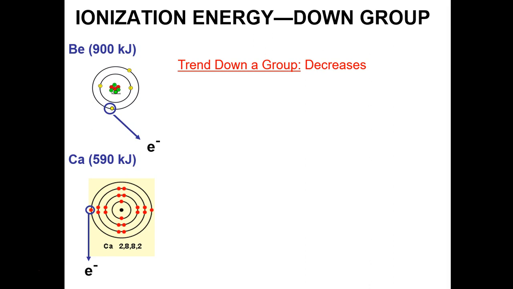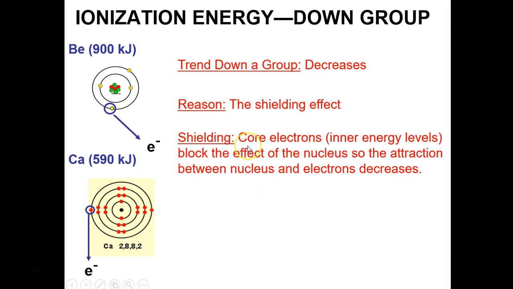It gets smaller. That means as we go down a group, it becomes easier and easier and easier to remove electrons from those atoms. Now the reason this occurs is called the shielding effect. So shielding is when core electrons, all those electrons in inner energy levels, block the effect of the nucleus so that the attraction between the nucleus and the electrons decreases. So the more tightly a valence electron is held by the nucleus, the harder it is to remove.